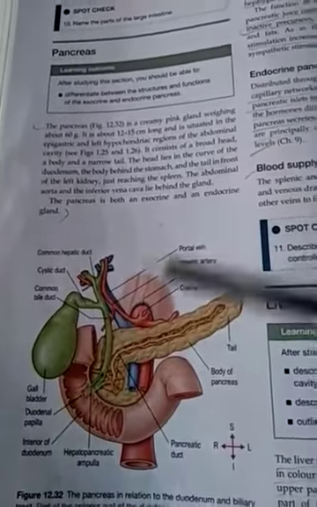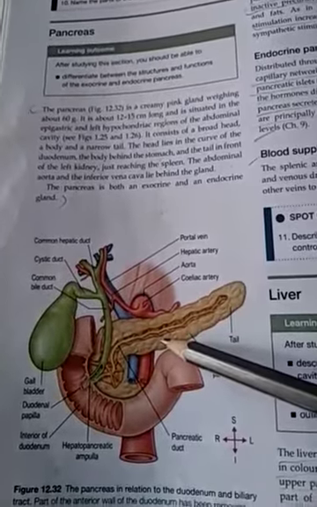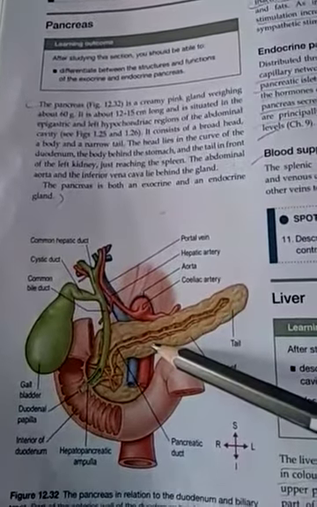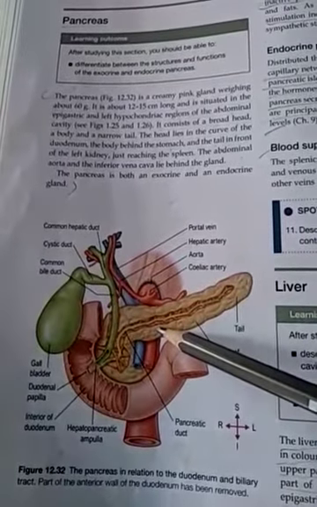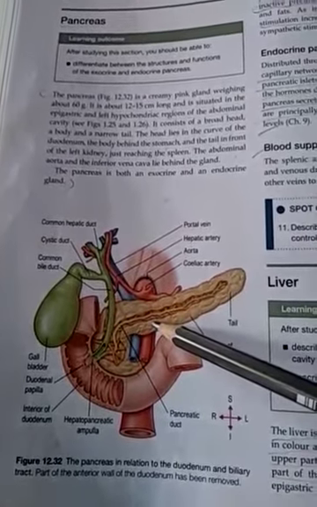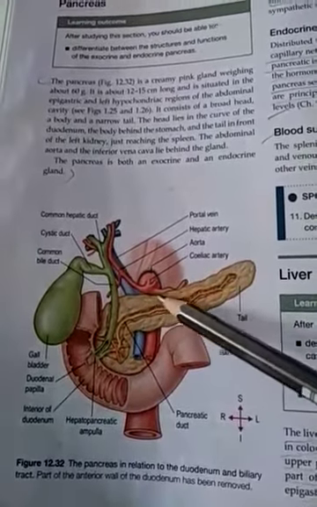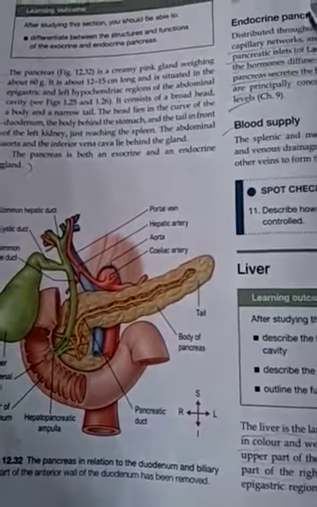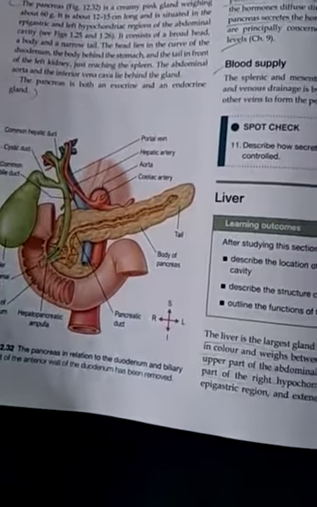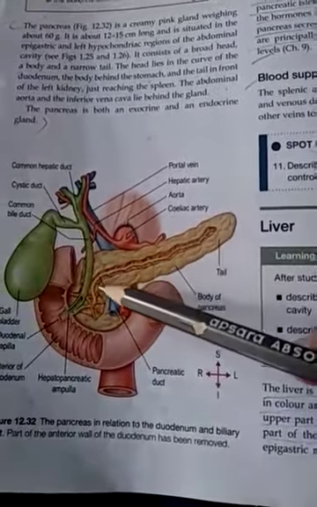Now, it also contains a large number of lobules made up of small acini, the walls of which are composed of secretory cells. Each lobule is drained by a tiny duct. You can see here the tiny duct. So all these cells are secreting the pancreatic juice, and eventually it becomes a pancreatic duct.